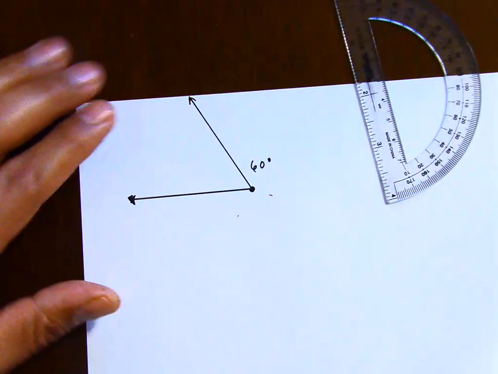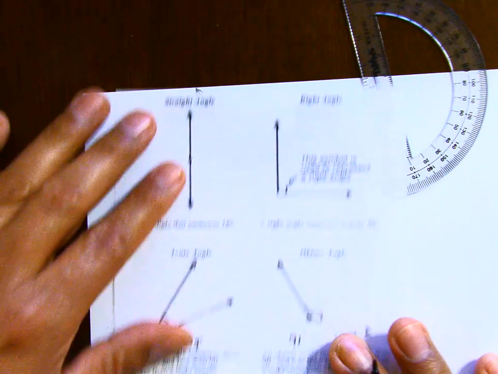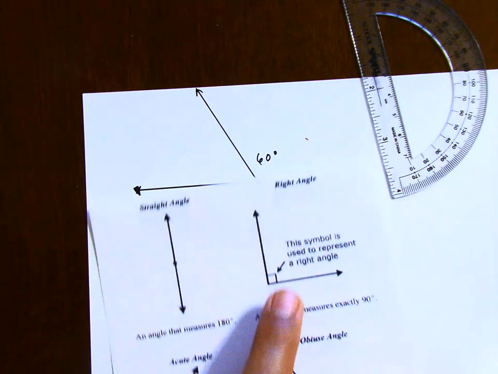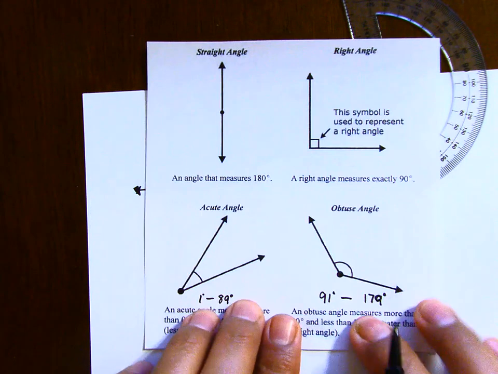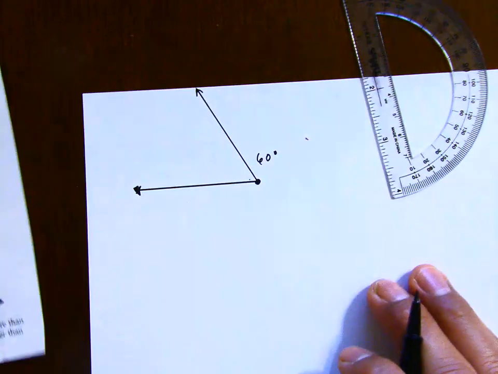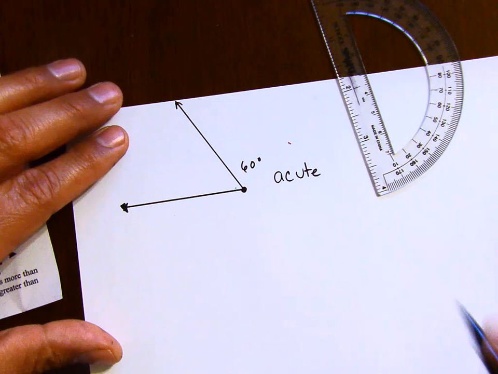So what kind of angle would a 60-degree angle be? Is it a straight angle, a right angle, an acute angle, or an obtuse angle? So I know 60 degrees is less than 90 degrees. So that would make it an acute angle. Acute angles are less than 90 degrees. So that would be an acute angle.